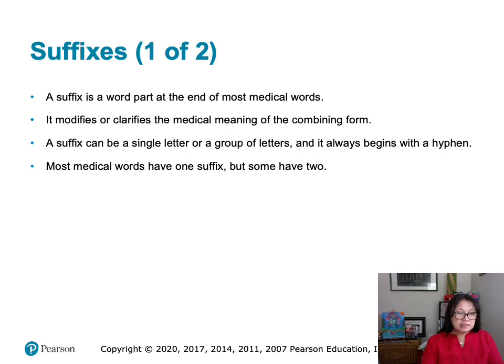Most medical words contain a single suffix. Occasionally, a medical word has two suffixes. For example, the word nutritional contains the suffix ion, I-O-N, as well as the suffix al. Let's look more closely at an example suffix.